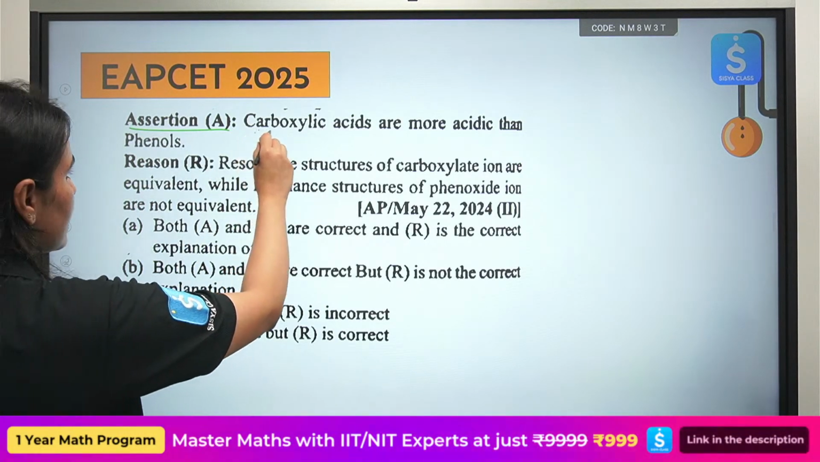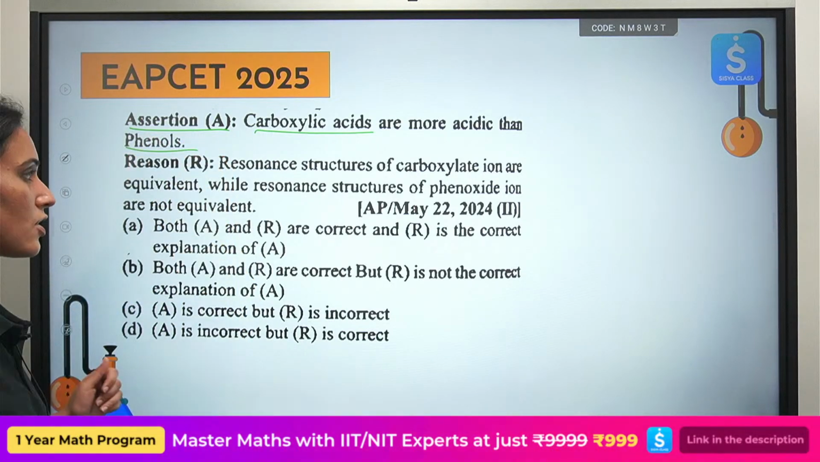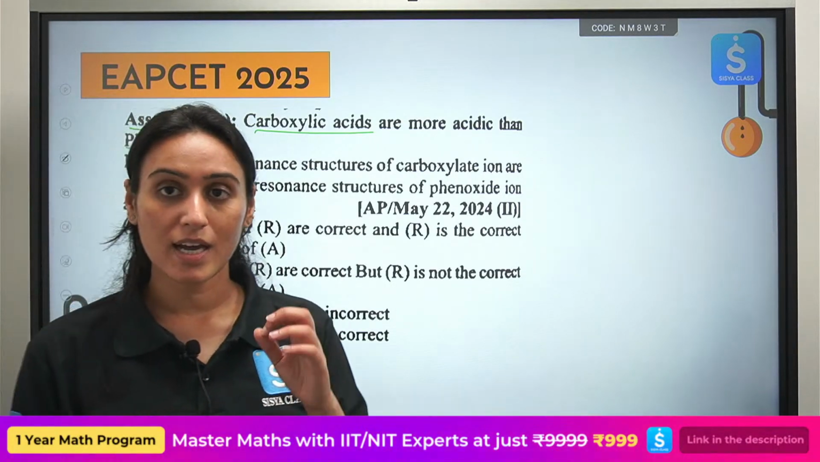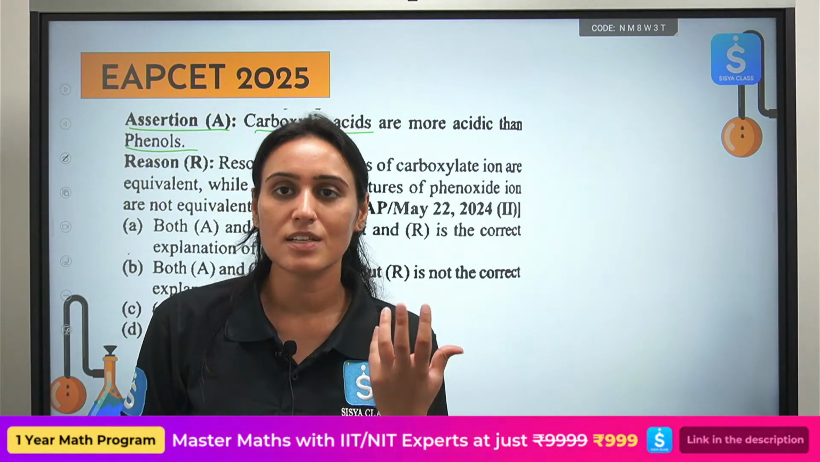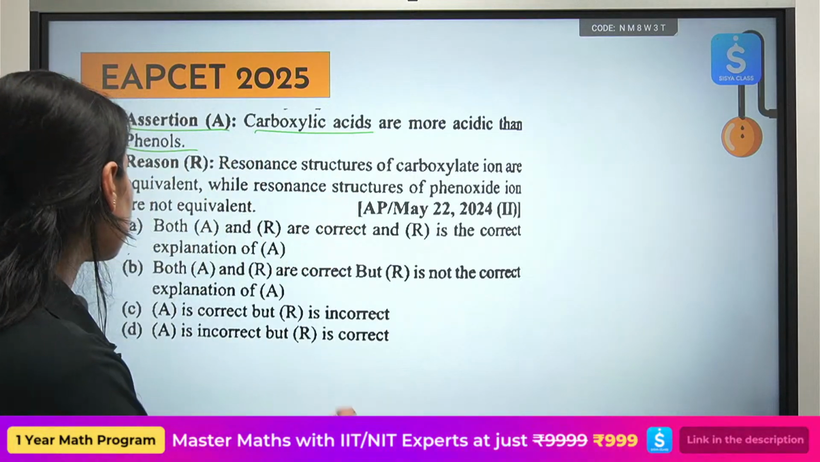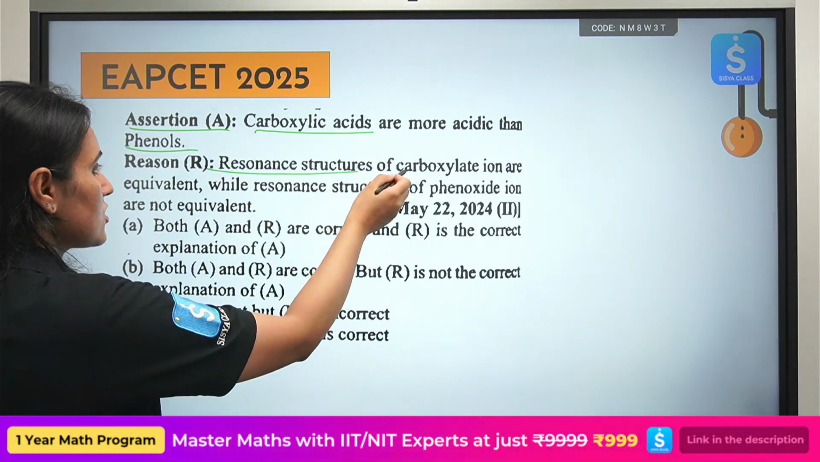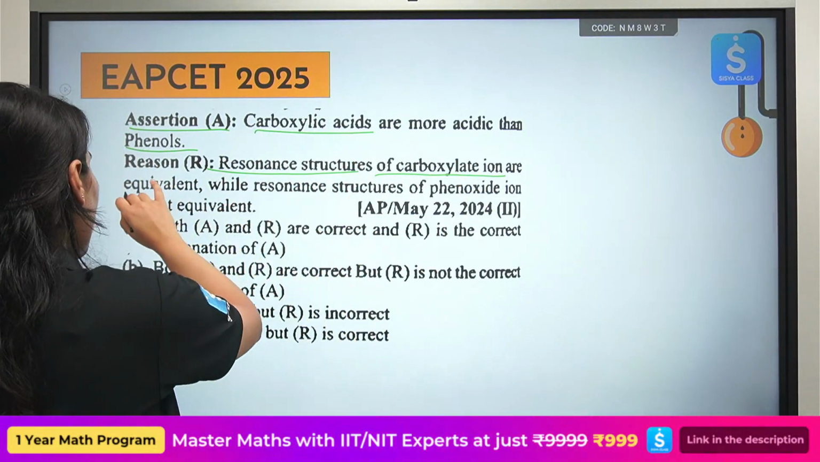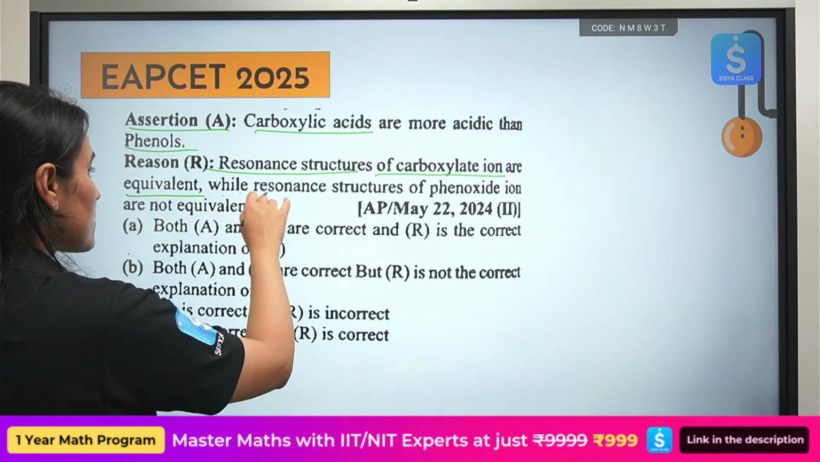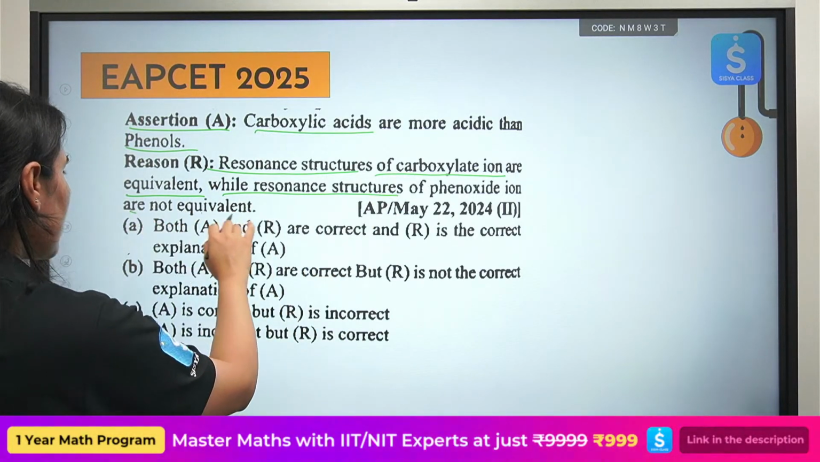Assertion, carboxylic acids are more acidic than phenols. Okay, this statement is true, and we are going to see the resonating structures also. Okay, what is the reason? Resonance structures of carboxylate ion are equivalent, while resonance structures of phenoxide ion are not equivalent.